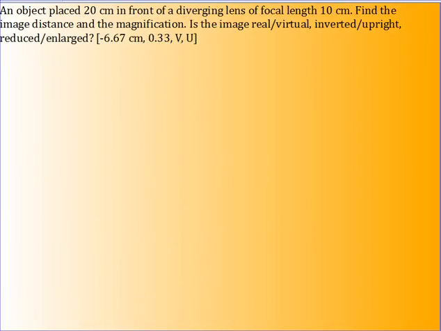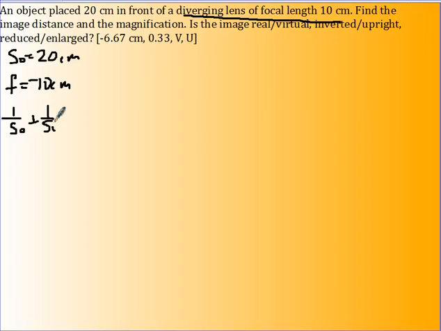Now, what if I take the exact same object? All right, so SO is 20 centimeters, but this time I'm going to put it in front of a diverging lens, a focal length 10. That means the focus is negative 10 centimeters. I won't necessarily tell you it's negative. You need to know that because it's a diverging lens. All right, 1 over SO plus 1 over SI is 1 over F. It's okay that I wrote it backwards.